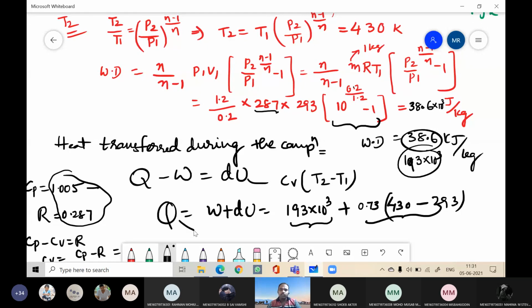So Q, heat transfer during the compression, is equal to work done plus change in internal energy. So this is the formula. With this our first unit problems are completed. Okay. Any doubt in this class?